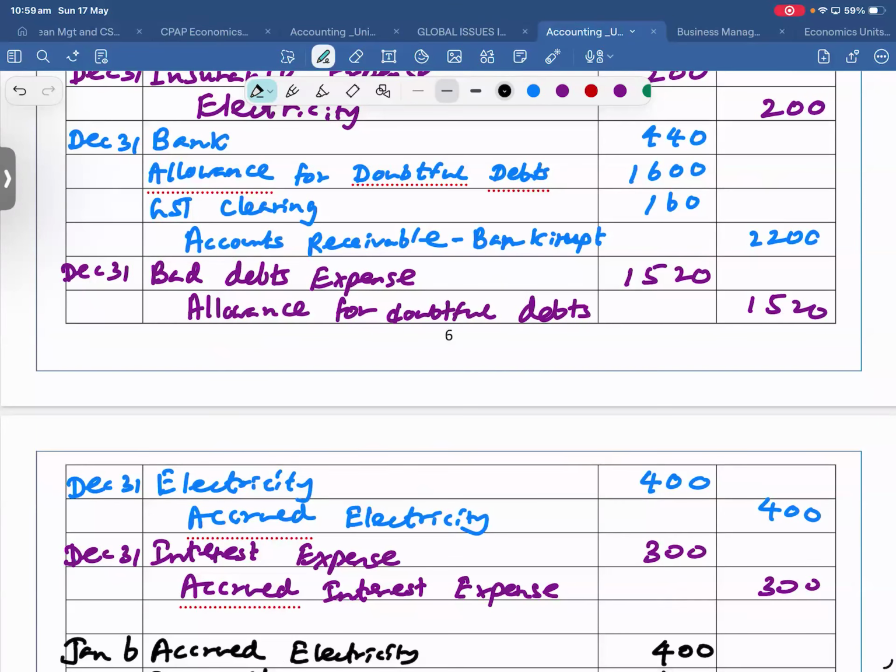Okay. Now let's start, guys. Firstly, I will use a different color for this. Right. Insurance expense, how much? 20, 600.